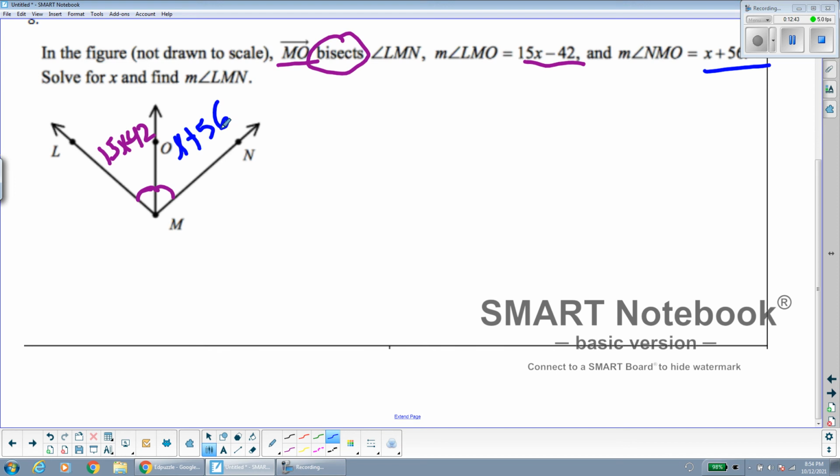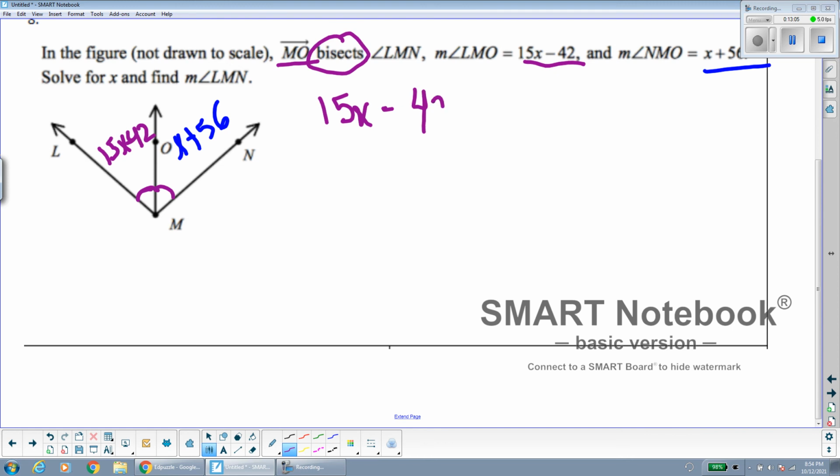Since both parts of the angle are congruent to each other, I'm going to set up an equation that says 1/2 of the angle is equal to the other half of the angle. So let's set that up right now. 15x minus 42. That's a little bit messy. Let me fix that.